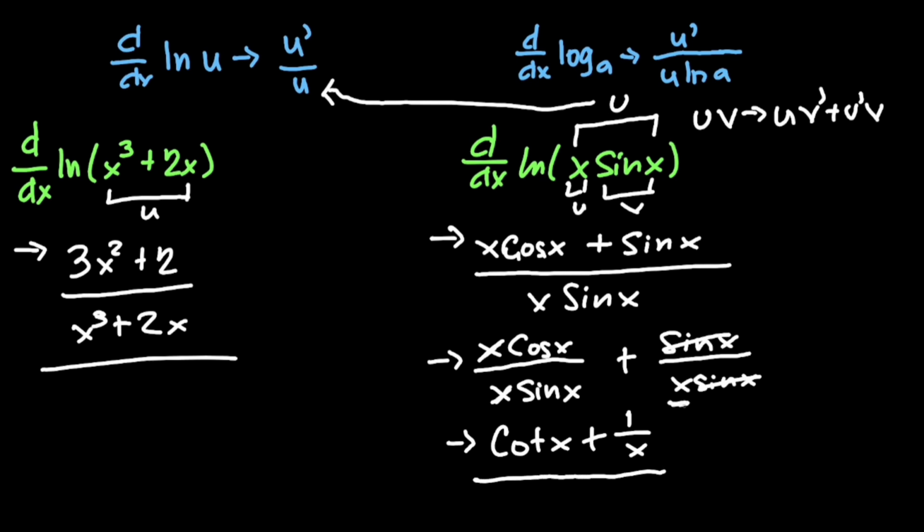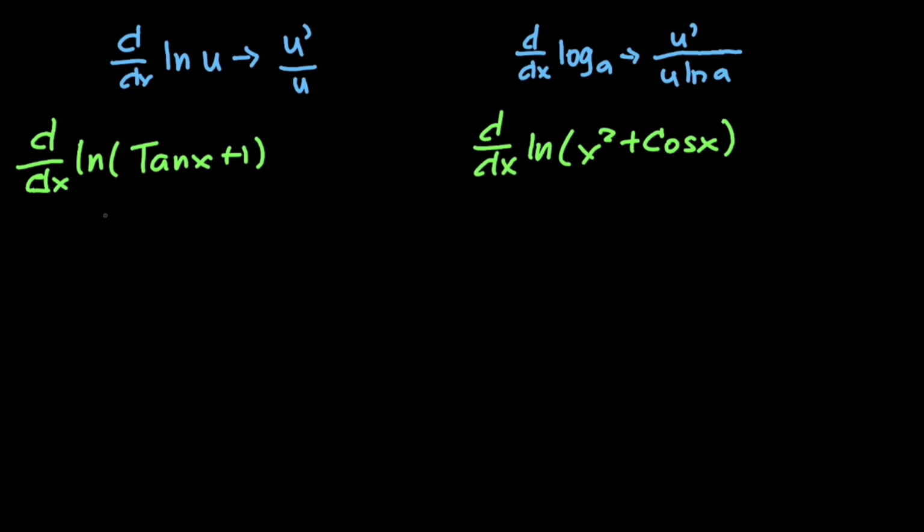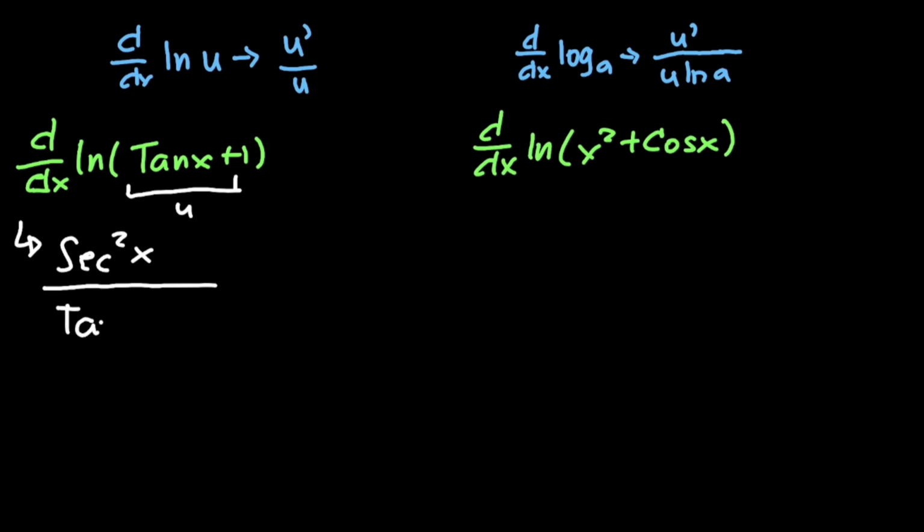There's still x here, which is that. The natural log of tan x plus 1. The derivative of this will be u. Derivative of tan of x will be secant squared of x. Derivative of 1 is 0. No need to put it. Over u, which is tangent of x plus 1. That will be the answer.